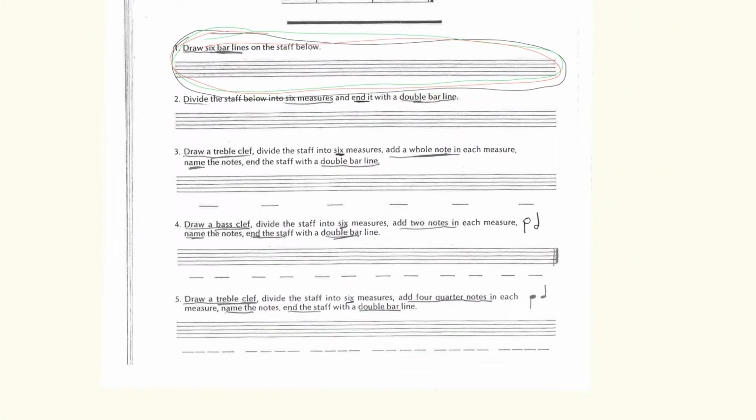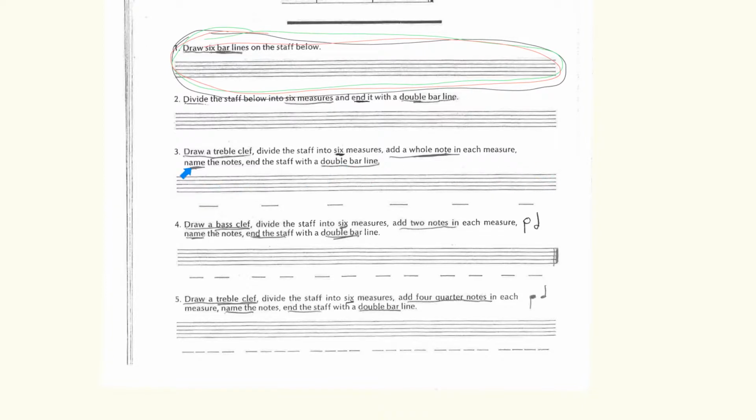All right, the next one gets even trickier. Now you have to draw a treble clef right here, and then you divide into 6 measures. So here I'd put one here, here, here, here. Put the double bar line at the end. See, double bar line at the end.